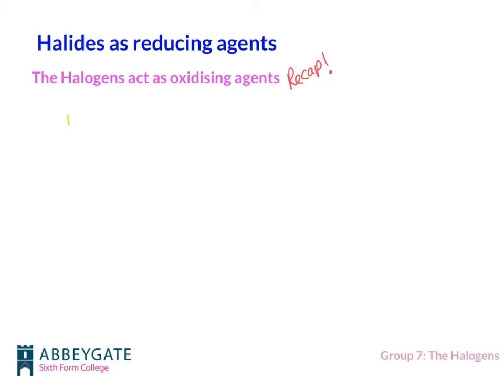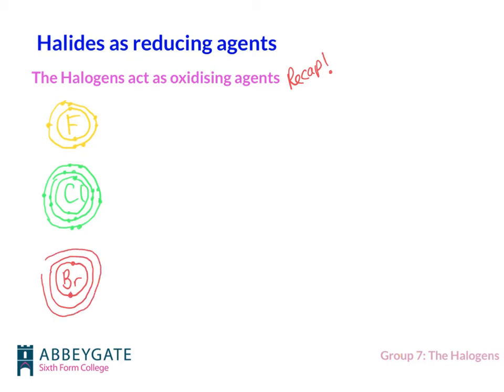In this video, we're going to look at how halides act as reducing agents, but in the first slide, I just want to talk a little bit about how the halogens act as oxidizing agents, just to recap it. So I've just quickly drawn the halogens so that you can see that as we go down the group, you get one more shell each time and they get bigger.